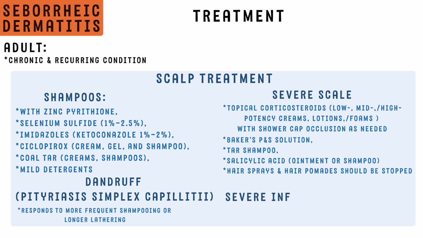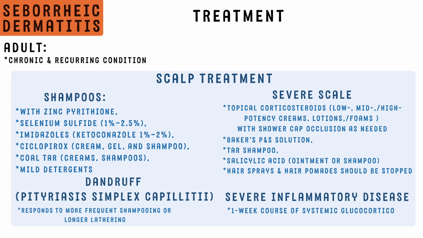Patients with severe inflammatory disease that fail the above regimens may respond to a 1-week course of systemic glucocorticosteroids like prednisolone at 0.5 mg per kilogram body weight per day, while cautioning the patients of side effects and informing them of potential rebound flares following discontinuation of medication.